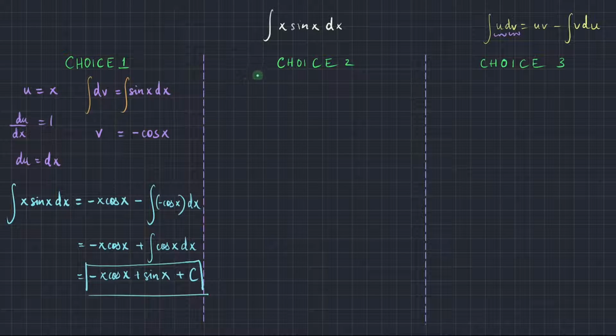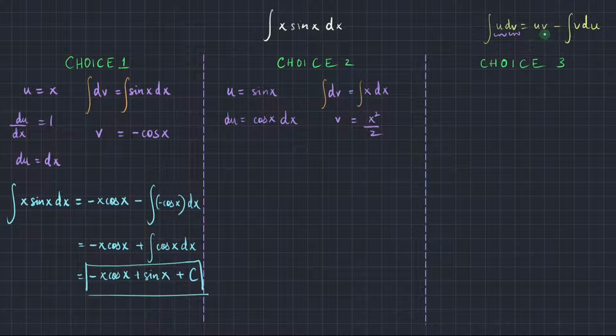Well, let's see. For our second choice, let's take u to be sine x and dv to be x dx. So in this case, we have du equals cosine x dx, and v, integrating both sides here, we get v equals x squared over 2. Let's apply the formula now.